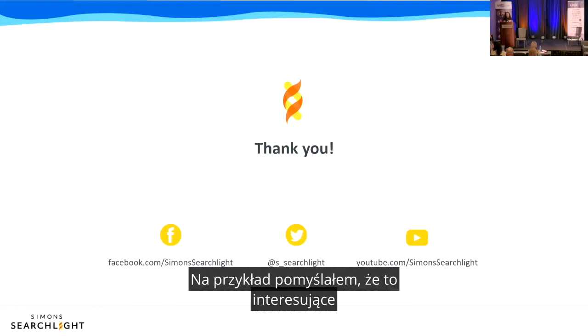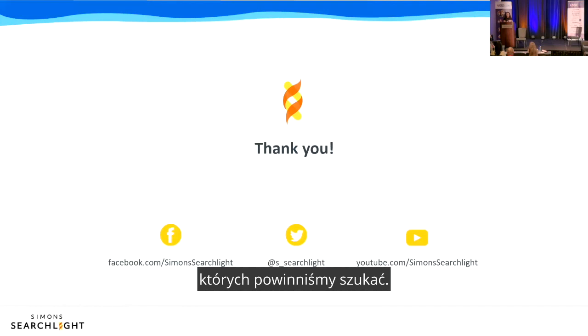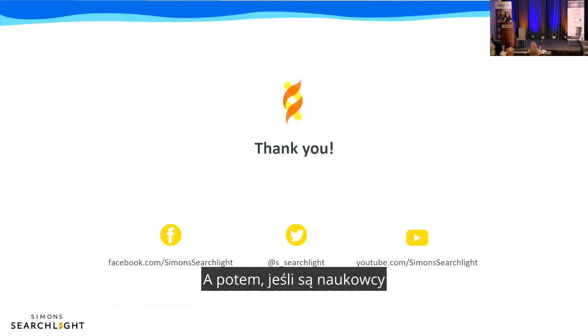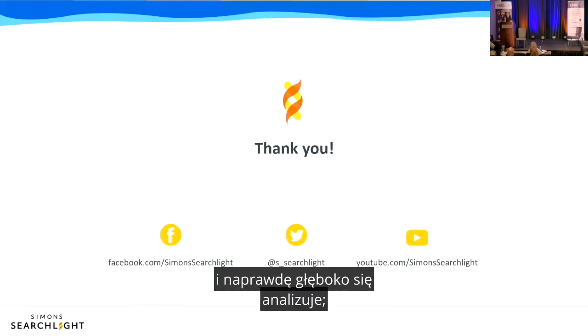For example, I thought it was interesting that a lot of people take allergy medicine, and GRIN2B is very important for neutrophil function. So perhaps there could be some discrepancies within the CBC that we should be looking for. That's exactly right. I think the goal of this is to collect baseline information for everybody. And then if there are researchers who are particularly interested in neutrophil function, they can go in there and say, okay, now I want to get all the clinical phenotype data I can, and really deeply dissect the data that they have there.